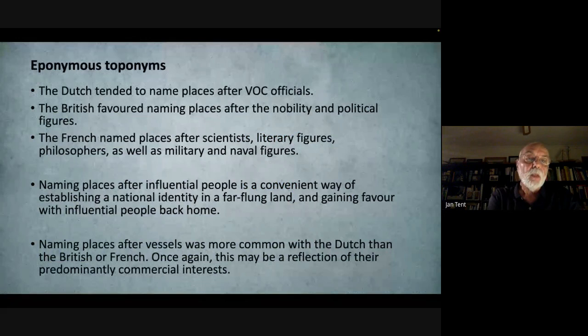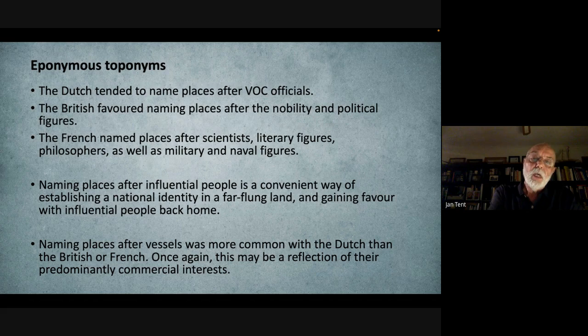So the eponymous place names given by the Dutch tended to be named after Dutch East India Company officials. That is very, very telling, because the only thing that the Dutch East India Company was interested in was trade. And the Dutch explorers that went around the coastlines of Australia wanted to ingratiate themselves with the VOC officials. And so places were named after them. Now, interestingly, the British favoured naming places after the nobility and political figures, once again wanting to ingratiate themselves with the nobility and political figures.